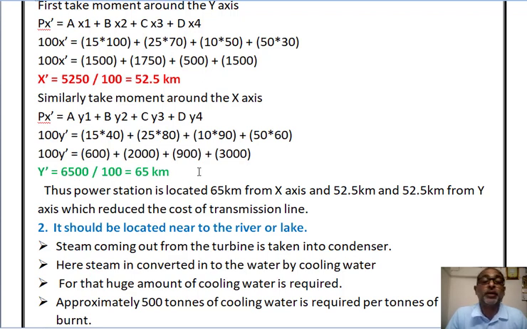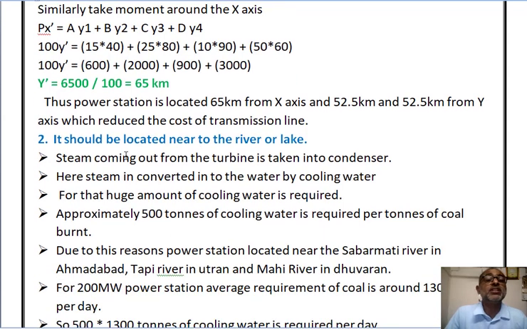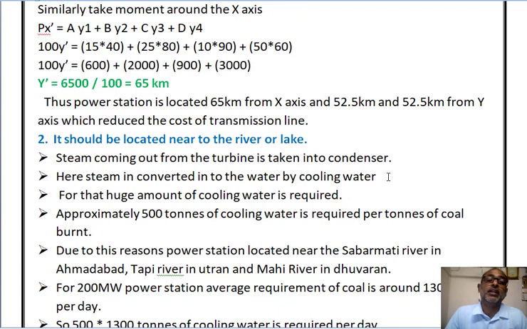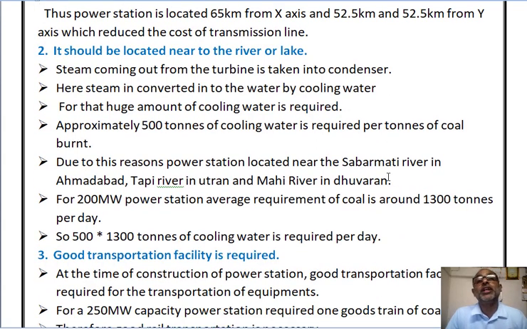That means 65 kilometer. Now thus the power station is located 65 kilometer away from the x-axis and 52.5 kilometer from the y-axis, which reduces the cost of transmission line. Now second, it should be located nearer to a river or a lake.